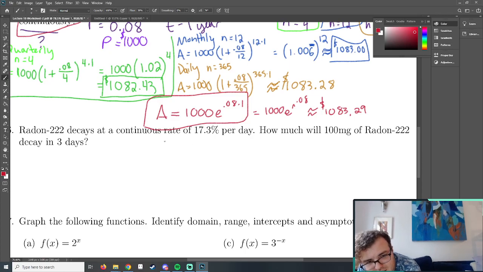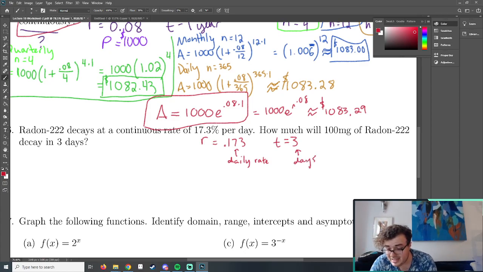So here, R equals 0.173, T equals 3, and again, this is a daily rate, and this is a time in days. If you ever have something like a weekly rate and a time in days, then you should divide the time in days by 7, just so that they match up. You don't want to ever have different units of time in your rate and in your time variable.